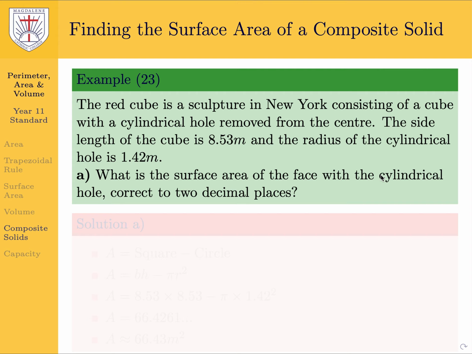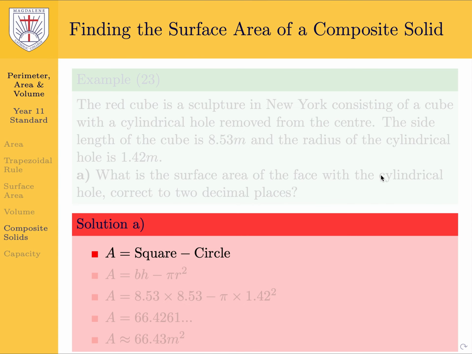So the first example, we're going to be talking about that red cube, which is actually a sculpture in New York. It consists of a cube with a cylindrical hole removed from the center. The side length of the cube is 8.53 meters, and the radius of the cylindrical hole is 1.42 meters. Now there's several parts to this, but we'll just start off with A. What is the surface area of the face with the cylindrical hole? We need to go correct to 2 decimal places.